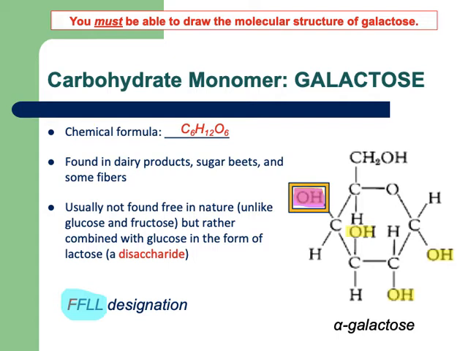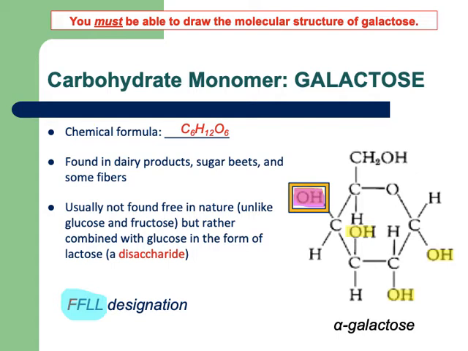So this galactose is found in dairy products, sugar beets, and some fibers. It's usually not found free in nature, unlike glucose and fructose, but rather it's combined with glucose in the form of lactose, which is a disaccharide. Okay, so remember the disaccharide has two sugars. It has glucose and galactose bound together to make lactose.